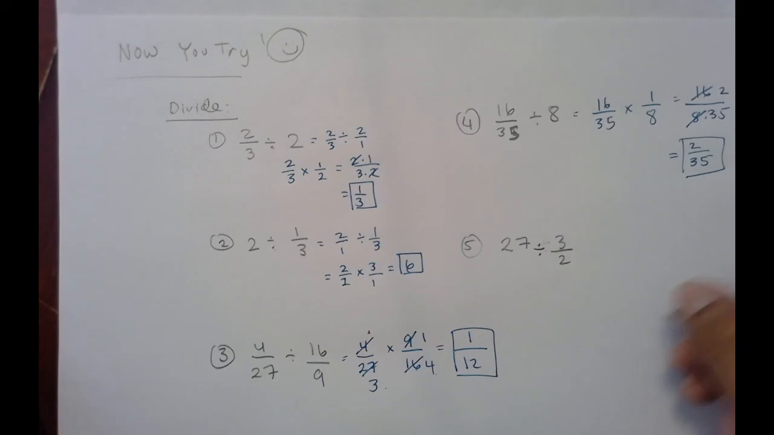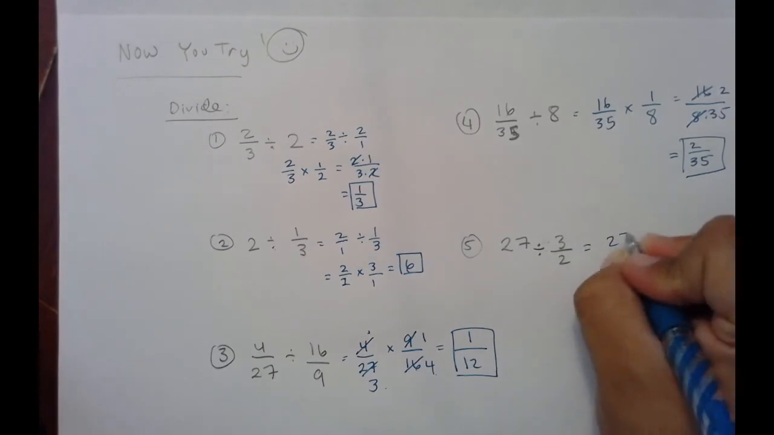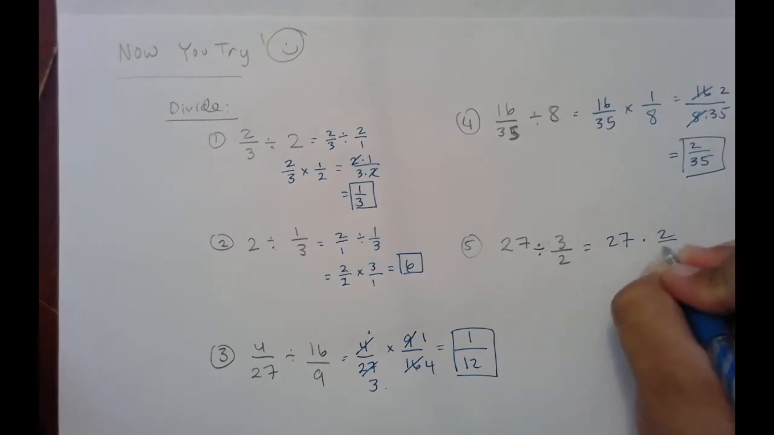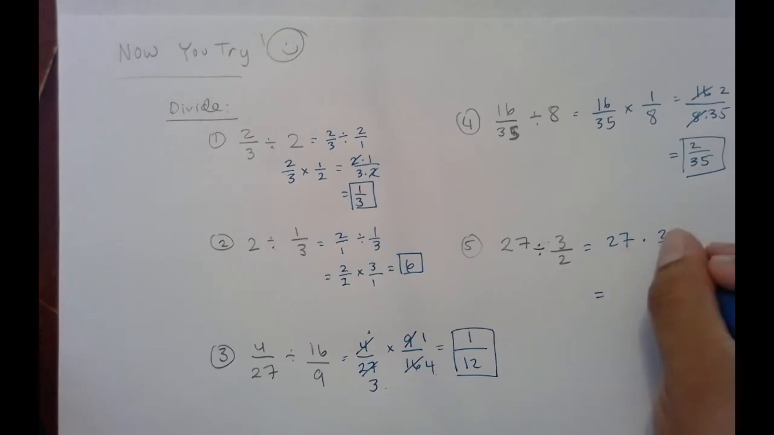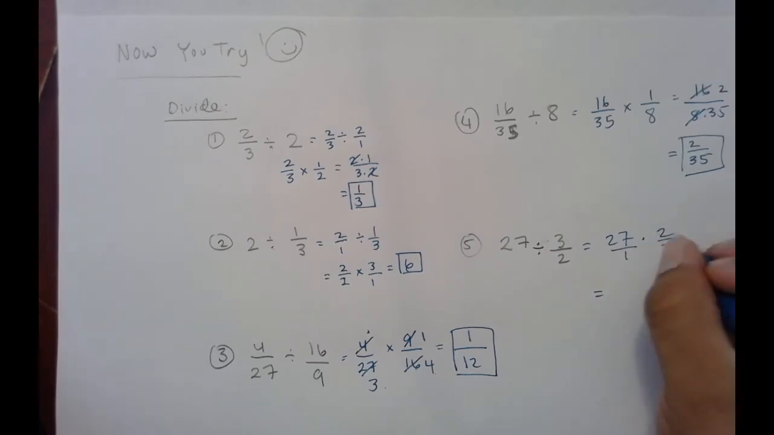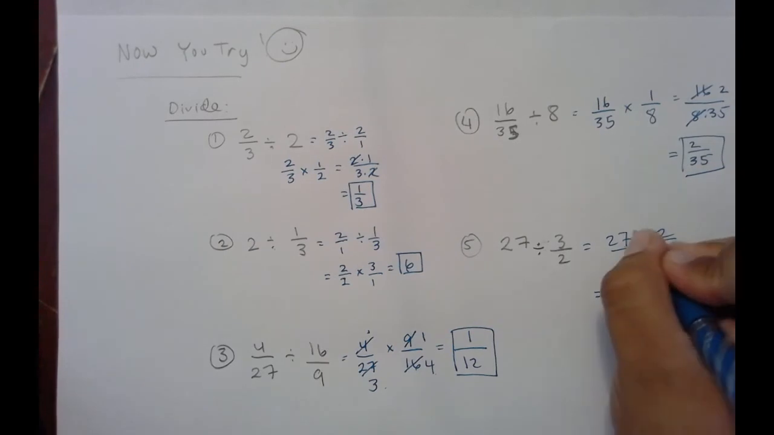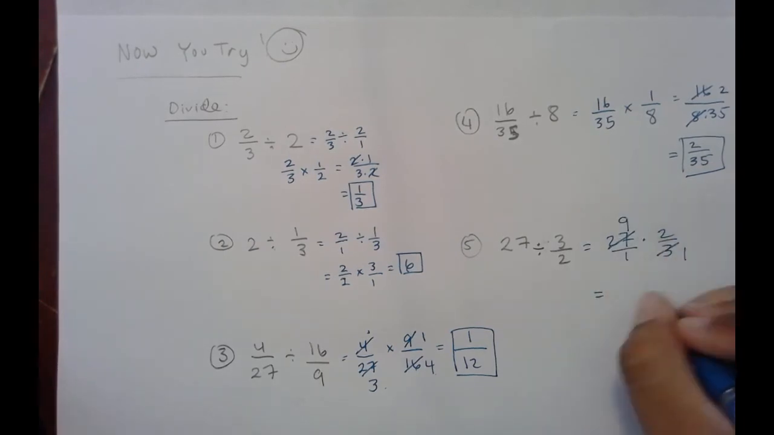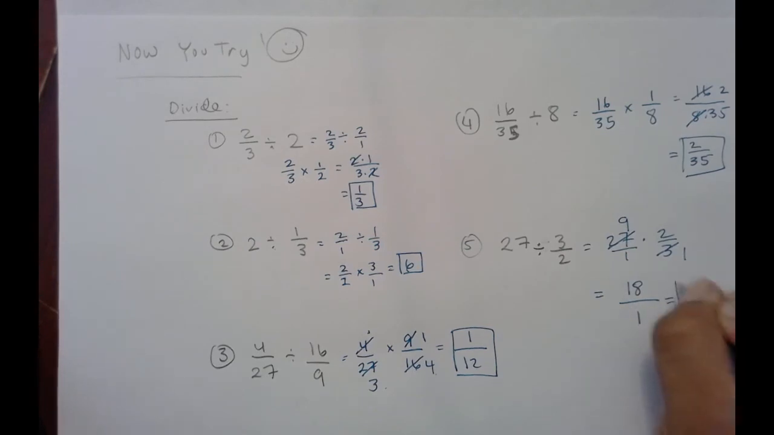Okay. And then last one, 27 times 2/3, right? So 27 over 1, right? We can say 3 goes into itself once, 3 goes into here 9 times, 9 times 2 is 18 on the top, and 1 times 1 is 1, so my answer is just 18.